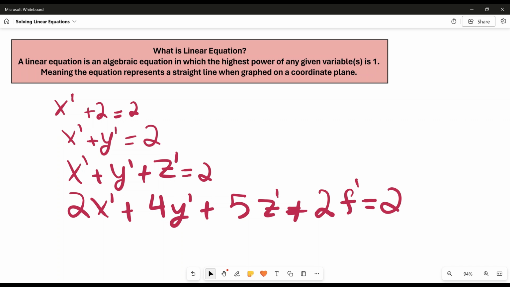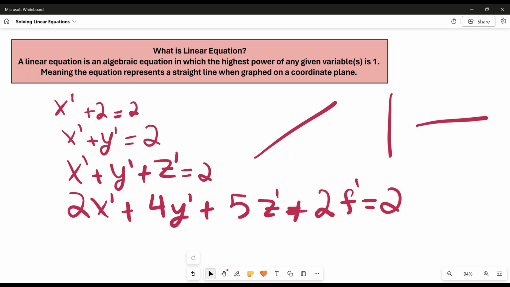When it comes to graphing, a linear equation will have a straight line. Could look like that, could look vertical, could look horizontal. It doesn't matter what the line is, any linear equation is going to be a line when you draw it on a graph.